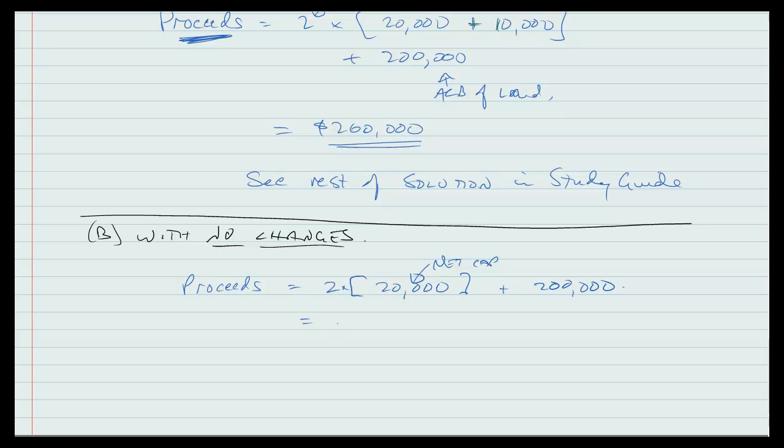So that means we would elect our proceeds at $240,000. If we elect our proceeds at $240,000, that means our capital gain is $40,000. Our taxable capital gain is $20,000. Okay, so hopefully you can already see, well, wait a minute, that's going to perfectly offset the expiring loss.